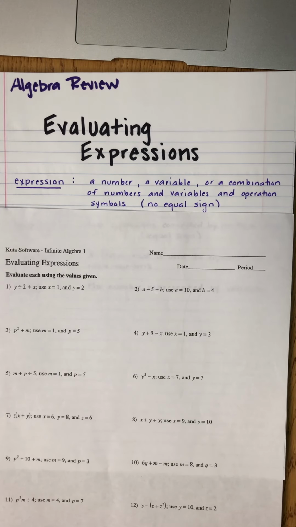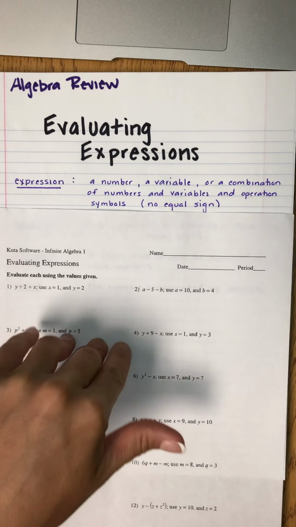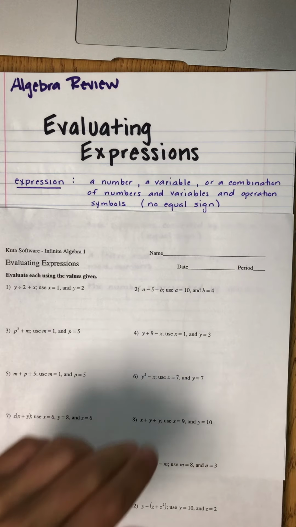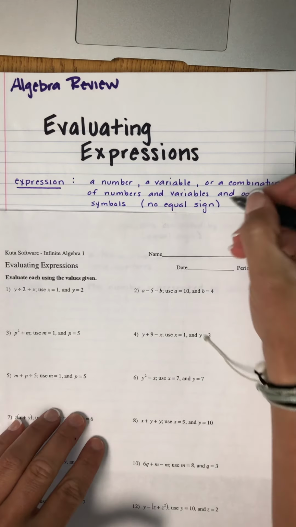So in evaluating expressions, we have an expression. So what is an expression? Basically, an expression in math is like saying a phrase in English, okay? It is just a set of numbers, variables, or a combination of those numbers and variables. There's no equal sign, okay? No equal sign.